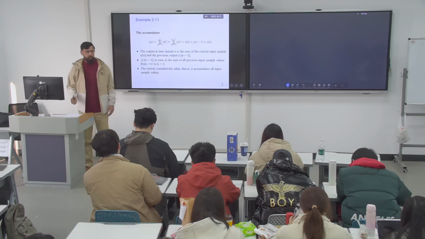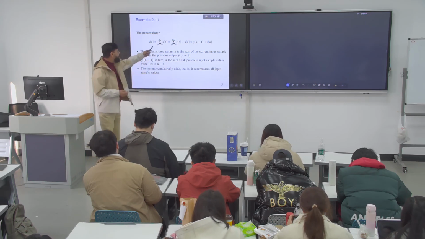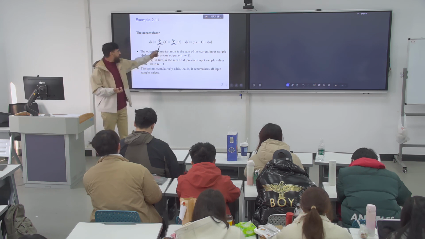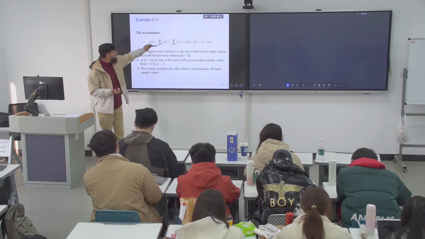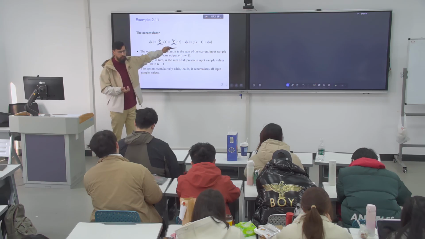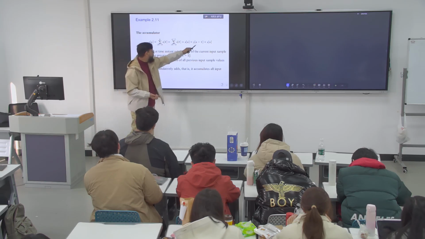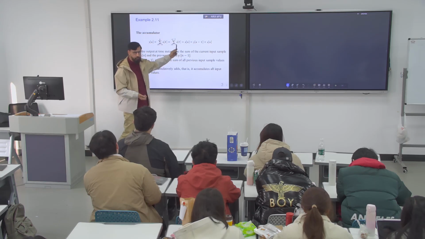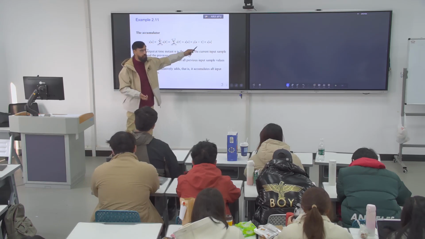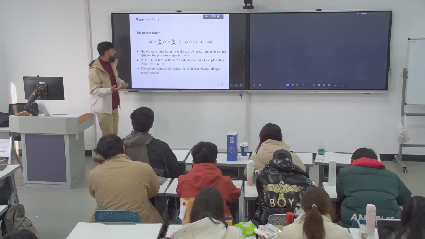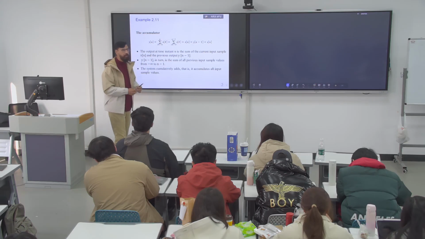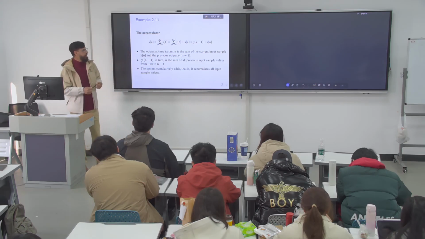And then accumulator, right? What is an accumulator? Here is the accumulator, right? You know, discrete. So I can write this equation in this form. I can further write in this form. So what is this? This is basically the previous output plus the current input. That is what an accumulator is, right? The output at time instant n is the sum of the current input plus the previous outputs, right?